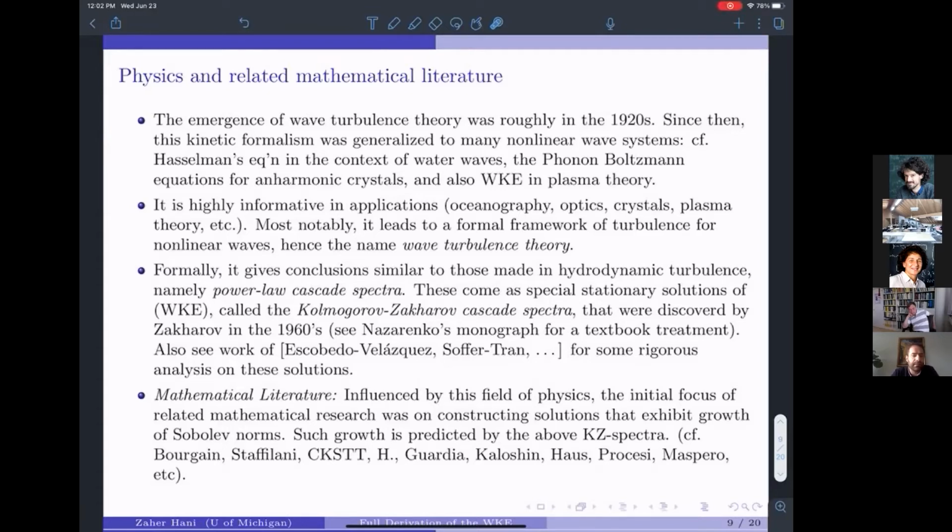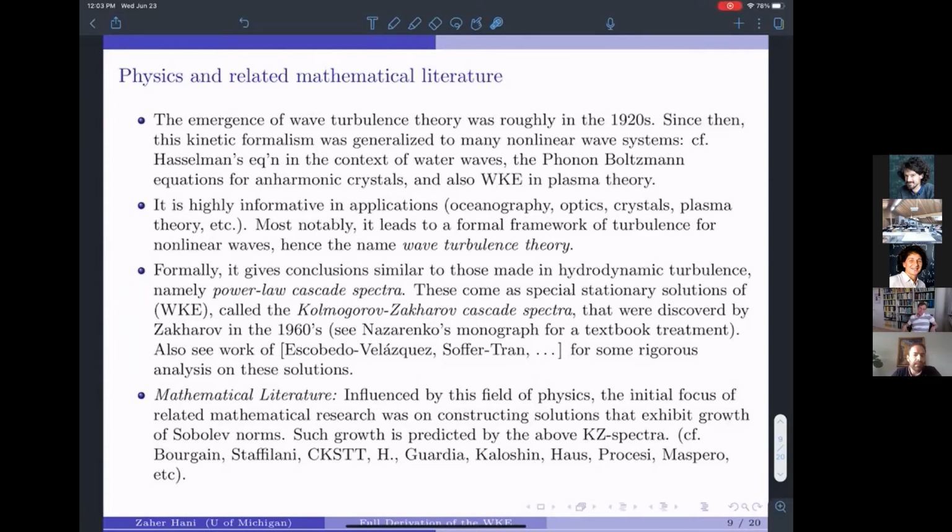So in this setting, these come as special stationary solutions of the wave kinetic equation that go by the name Kolmogorov-Zakharov cascade spectra. And those were discovered by Zakharov in the 60s. I mentioned some references here, and there was some work where those solutions were put on some more solid mathematical foundations. Okay. But still, there's much to be done here, particularly when it comes to the relation of those solutions to the NLS or the original microscopic system. This is something that's still open.